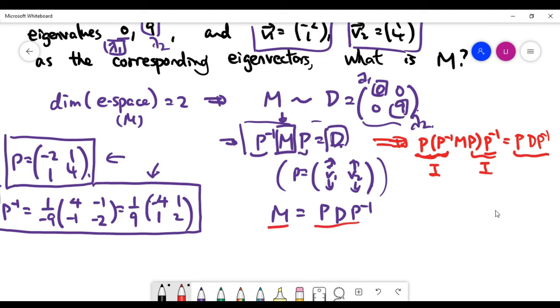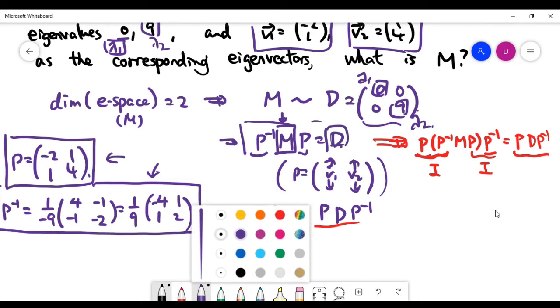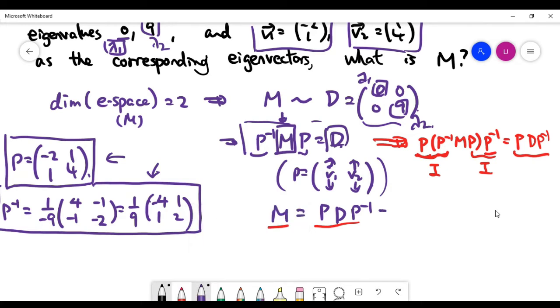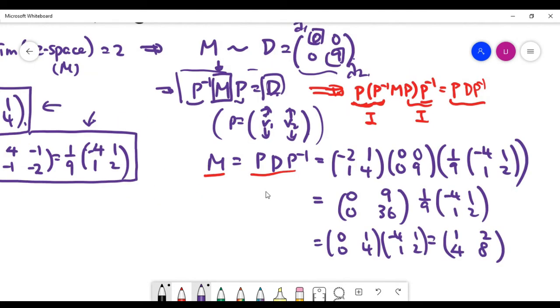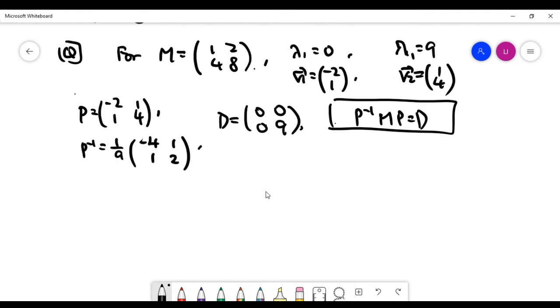So we understand the matrix M based on the diagonalization properties, because we know P, we know the diagonal matrix, and we know P inverse. If you do the matrix multiplications now, you get the matrix we want, which is this one. And that's the answer to this problem. So let's look at the next problem now.